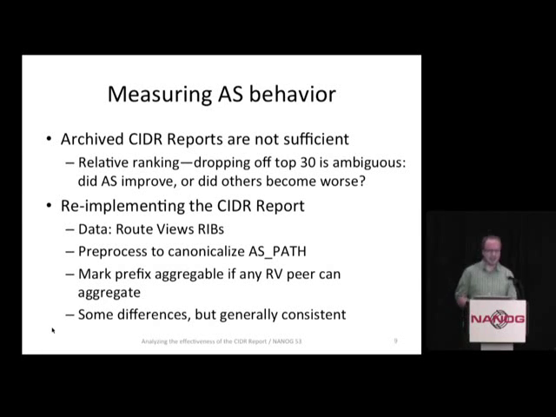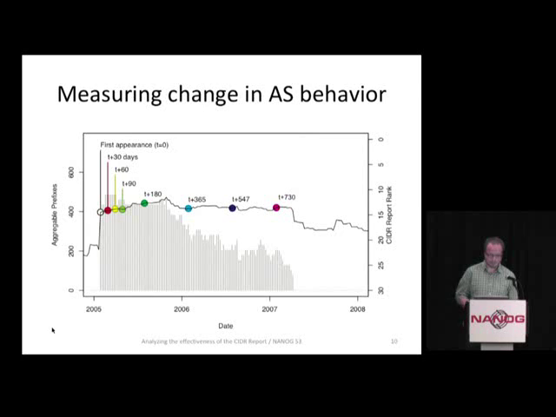And so we actually had to re-implement the CIDR report. It was a little bit different than the version that Geoff Huston is using. We used RouteViews as our source of RIBs. We fairly aggressively canonicalized the AS paths by removing prepending, confederation sets and sequences, private AS numbers, and things like that. We ran the algorithm on each RouteViews peer, and if any peer found a prefix to be aggregable, we marked it as aggregable. And there were some differences between the reports, but they were generally reasonably consistent.